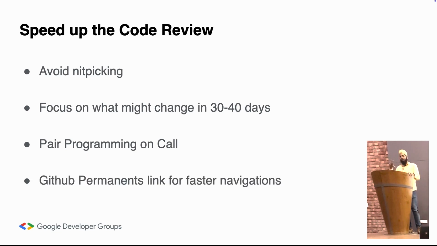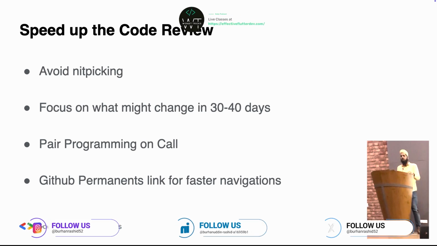And use a GitHub permanent link for faster navigation. This is just my take: you can copy the GitHub link and just put it in a code review, rather than telling them to go to this class and this class and this method. You can just copy that and paste it in the code review. So they have to just click it and they can go to that code.